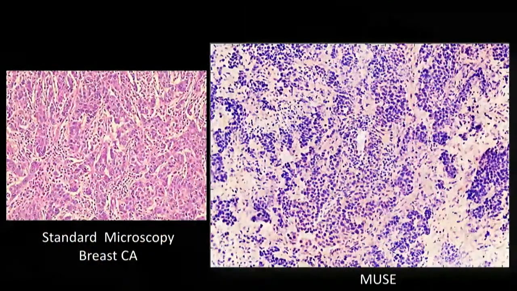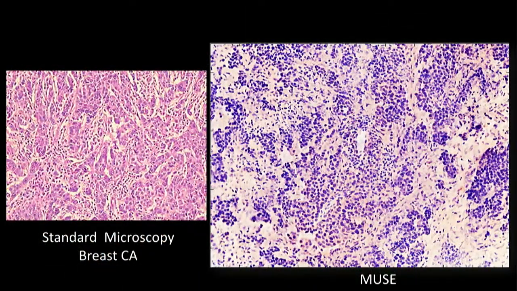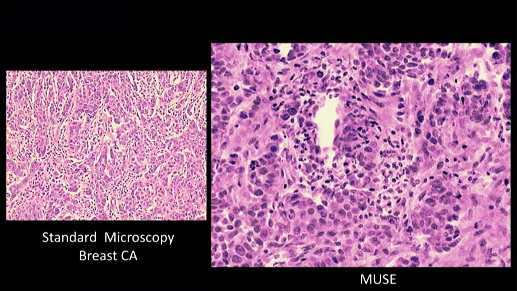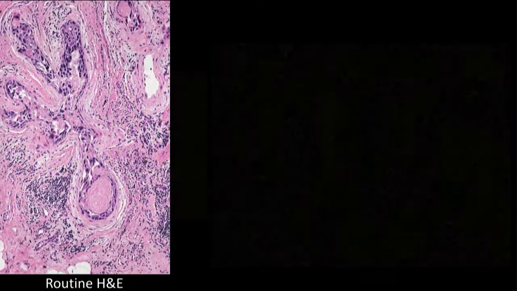It was color mapping from one image to another. Breast carcinoma, standard microscopy on the left, and Richard Levinson's MUSE technology on the right. And you can see chromatin detail with nothing more than a paraffin section, no glass slide at all, just a paraffin block, all right?